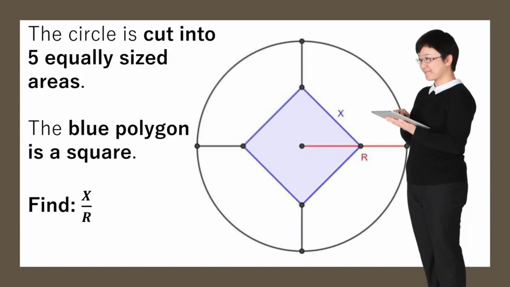Here we're told that the circle is cut into 5 equally sized areas. So each of these 4 same sized sections around the perimeter of the circle have the same area, and the square also has that same area. It's been confirmed that the blue polygon is a square, and we need to find the length of x divided by the length of r.